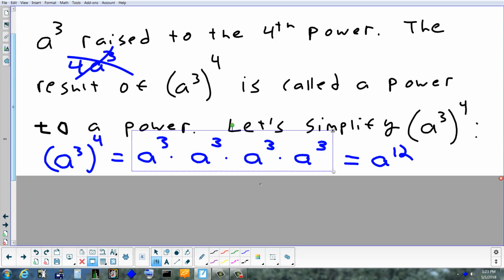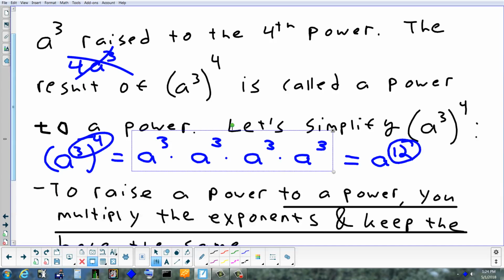Okay. When you multiply this out using the rule we just did, you add them. 3, 6, 9, 12. Now, let's look at the shortcut so we don't have to do this every time. We got a 12 as the exponent. We started with a 3 and a 4. What can you do with 3 and 4 to get 12? Can you add them? You multiply. So here's another shortcut. We're never going to write this out again. From now on, when we have a power to a power, we're going to multiply.